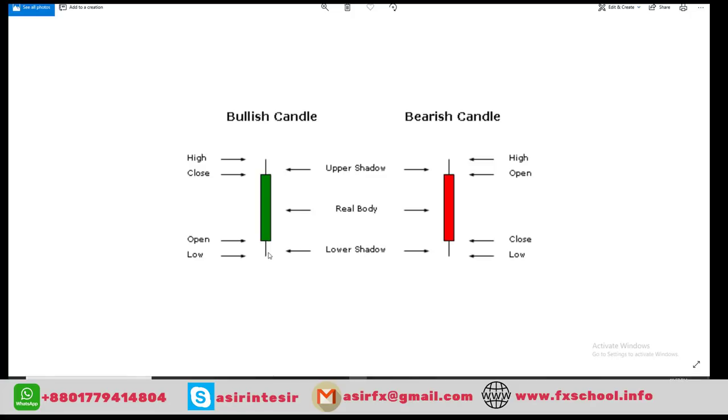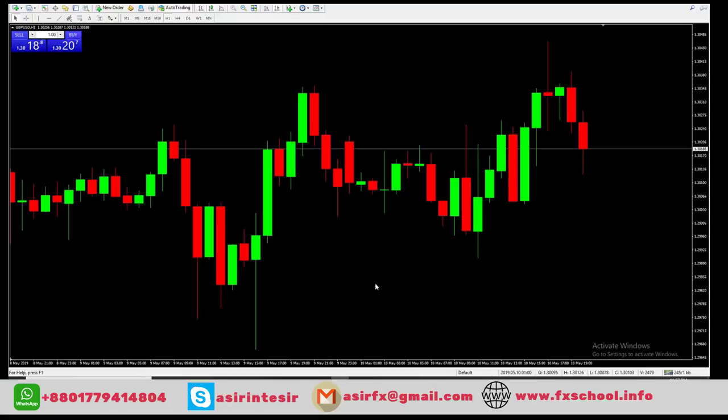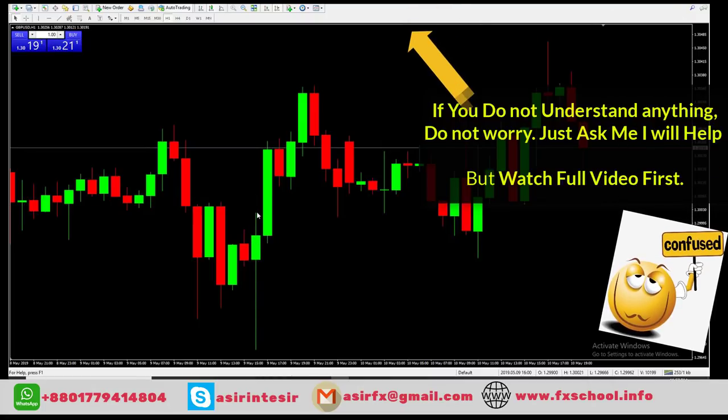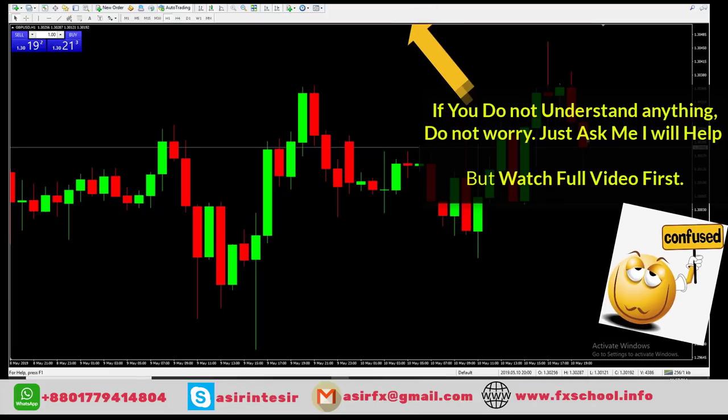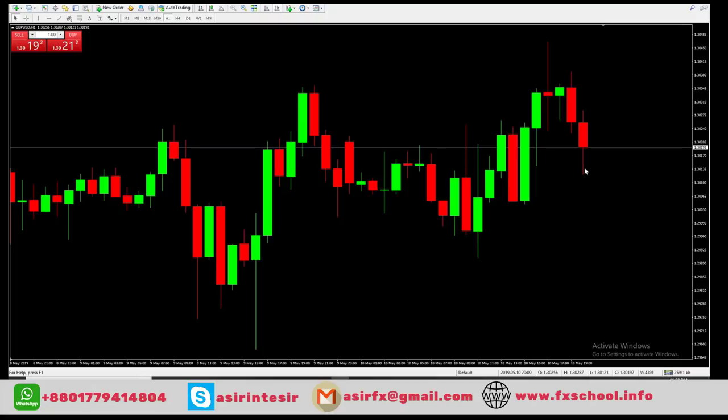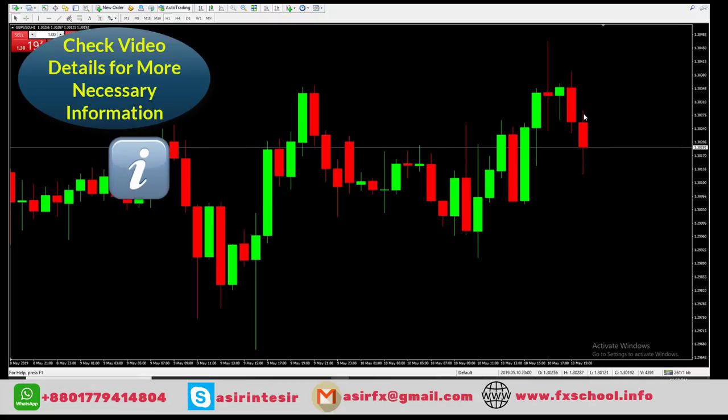In the chart you can see a bullish candle, and you can see some line on the downside. This is the lower shadow, and this one has a single line on the upside of the candle, which is called the upper shadow. Also in the red candle, you can see a single line on the downside of this candle. This one is a lower shadow, and this one is an upper shadow.